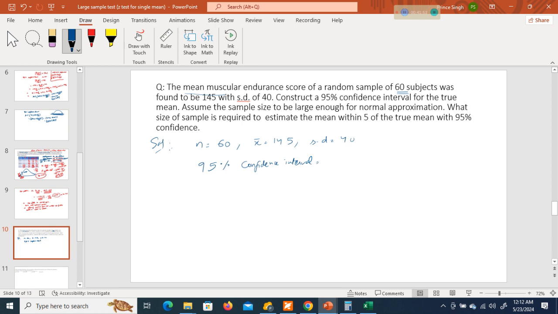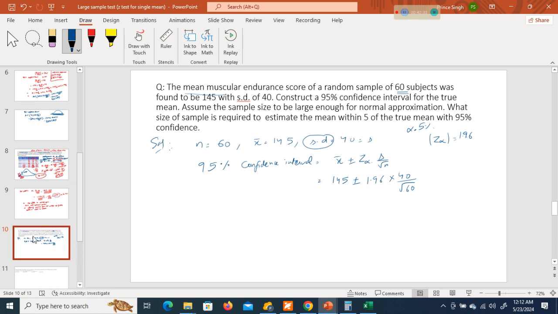It is x bar plus minus z alpha. Sigma is not given, so we are using the sample standard deviation, that is s upon square root of n. So what is z alpha? 95% means alpha is 5%, which gives 1.96. So its value is x bar, which is 145, plus minus 1.96 into 40 upon square root of 60.